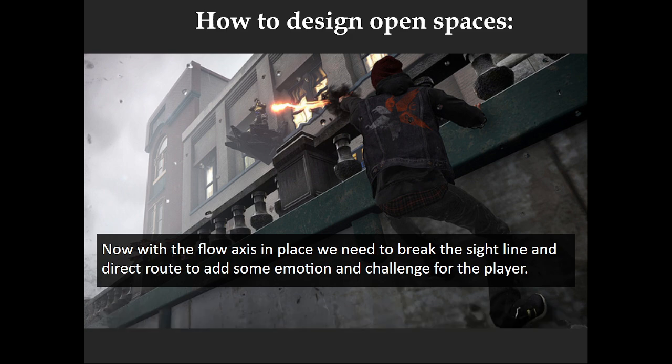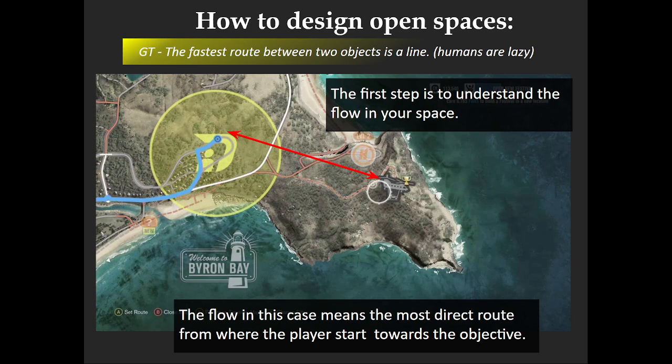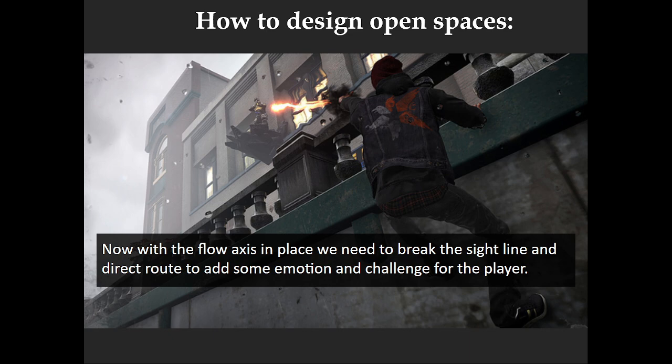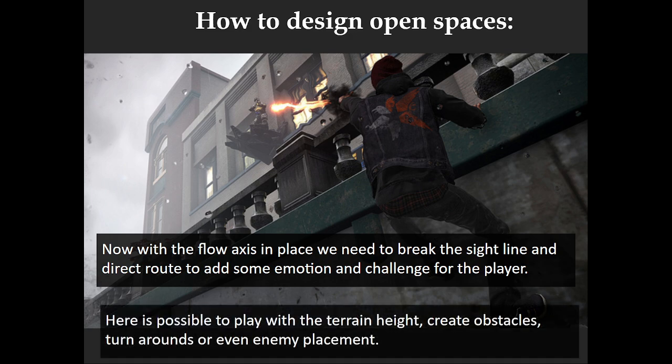First thing, you have to figure out the axis that people will be following to reach a location in a straight line. And now we have to put on some obstacles. With the flow axis in place, we need to break the sight lines and direct route to add some emotion and challenge to the player. It's possible to play with terrain heights, create obstacles, put on enemies or anything in between, to prevent the player from just taking the straight line, the easiest and not fun way to reach their objectives.